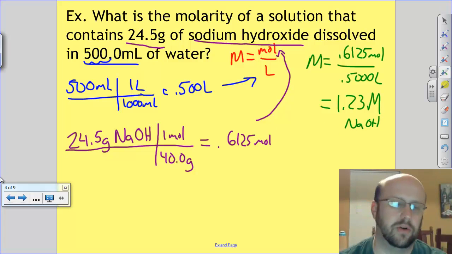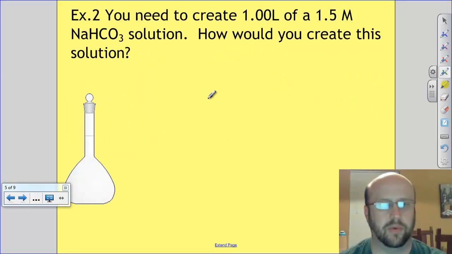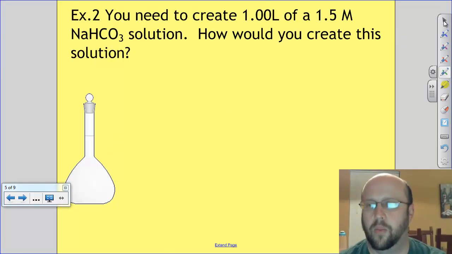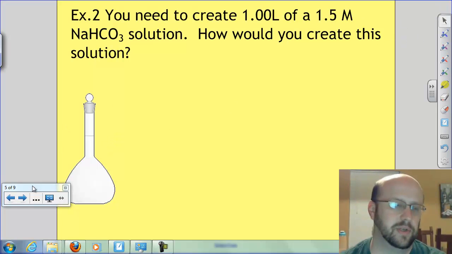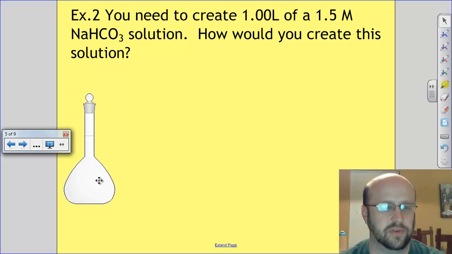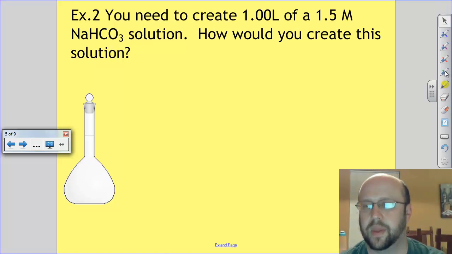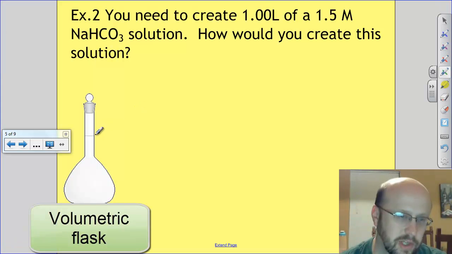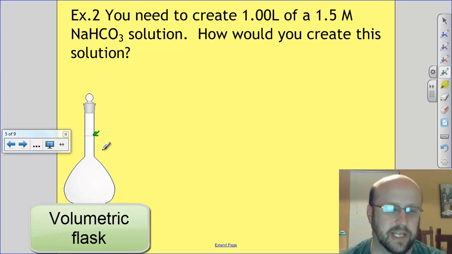Okay, so relatively straightforward. Let's work another one where you might see things a little bit differently. One of the things that they really like you to be able to do is to explain how this stuff gets made. So that's what we're going to do in this case. Remember, if you recall from the beginning of the year, this is what's called a volumetric flask. It's used to measure volume real accurately. And if you look right here on it, there's a line there. And so that line is an exact measurement.